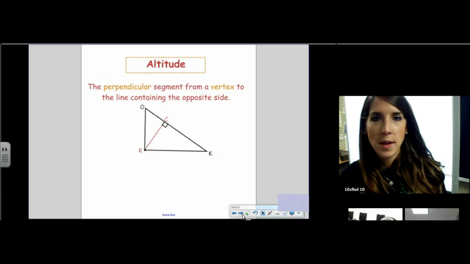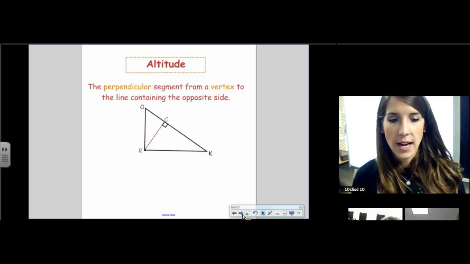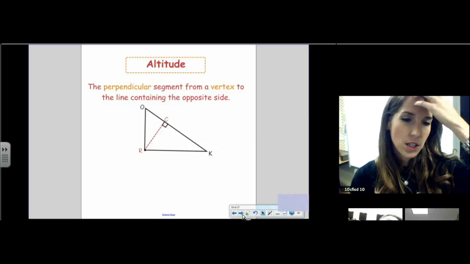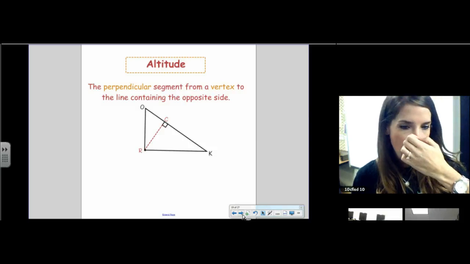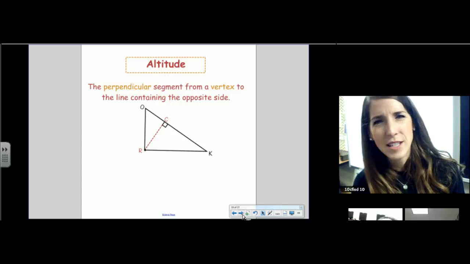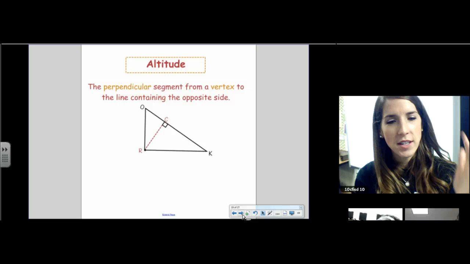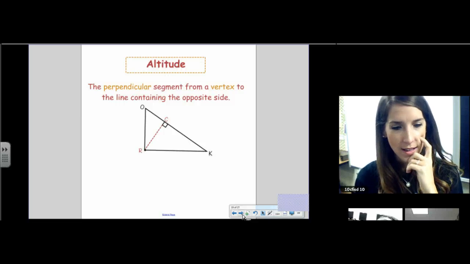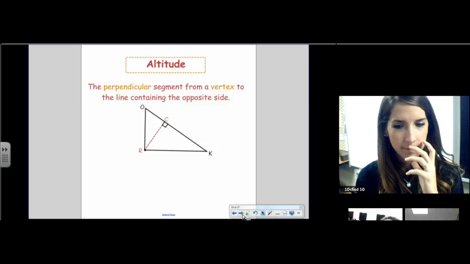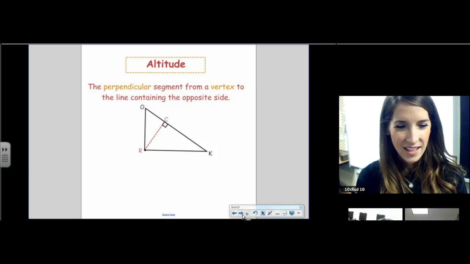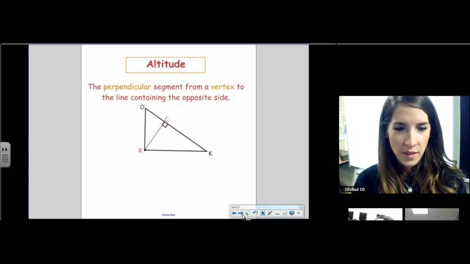Last one, zooming in, last segment, altitude. Write it down, altitude. An altitude is the perpendicular segment from a vertex to, oh, wait a minute. It doesn't say from a vertex to the opposite side. It says a vertex to the line containing the opposite side. I wonder why it says that. So write it down and then we'll talk about it.